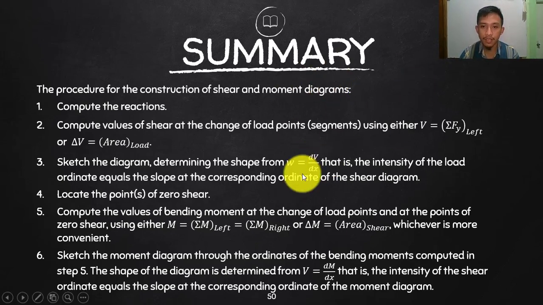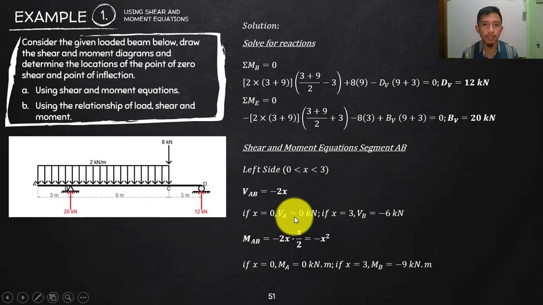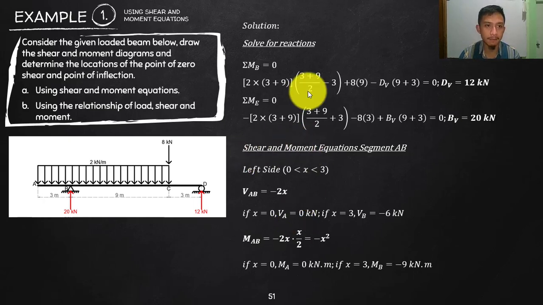If we are drawing the shear, we will know that slope by the intensity of the loading at that point. If that is in moment, we will know the slope by the intensity in the shear diagram. So slope at the corresponding ordinate of the moment diagram. Okay, so those are the steps that we are going to follow to draw the shear and moment diagram. We will be doing this by 2 methods, using the equation and then by drawing alone, the semi-graphical method.